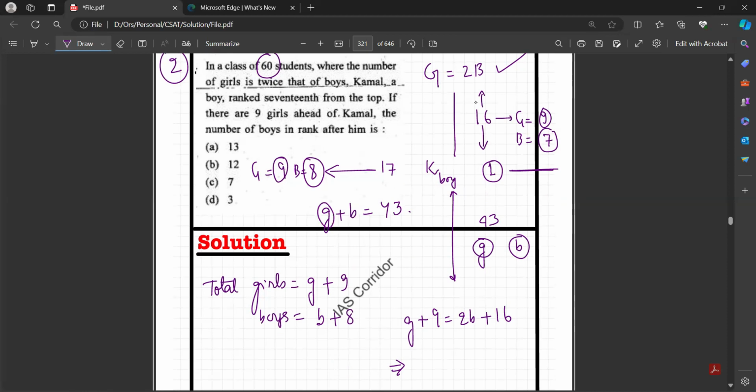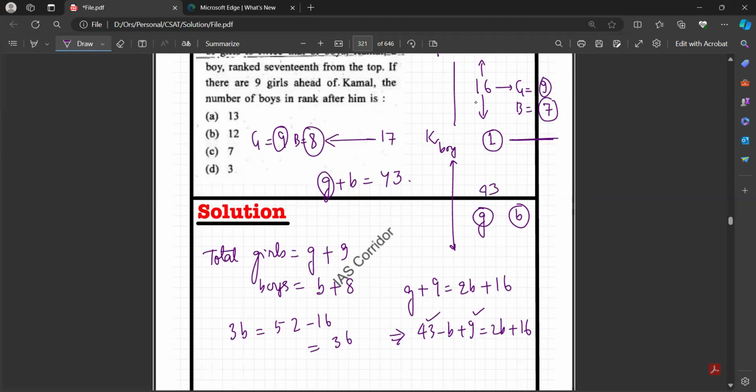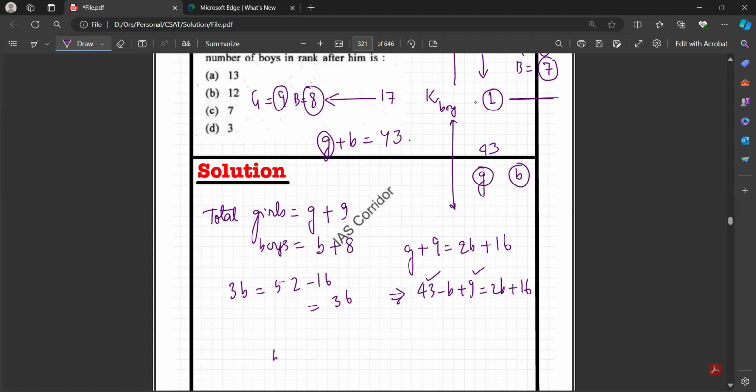Now G here is 43 minus B, plus 9 equals 2B plus 16. 43 plus 9 will be 52. This 2B will go, B will go to that side. It will be 3B equals 52 minus 16. 52 minus 16 would be 36. Clear? Now B will be equal to 12. If B is equal to 12, then G will be equal to 31.